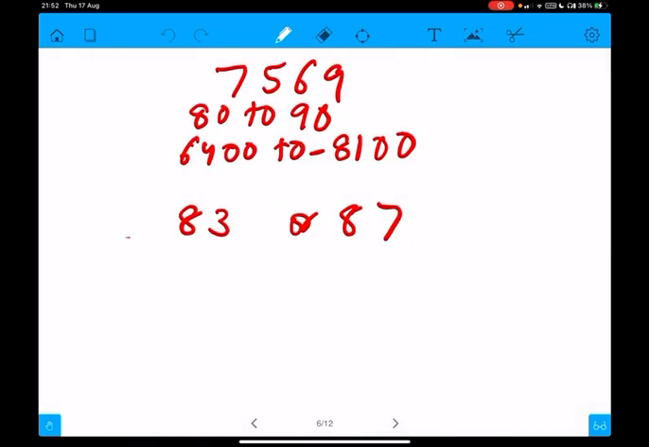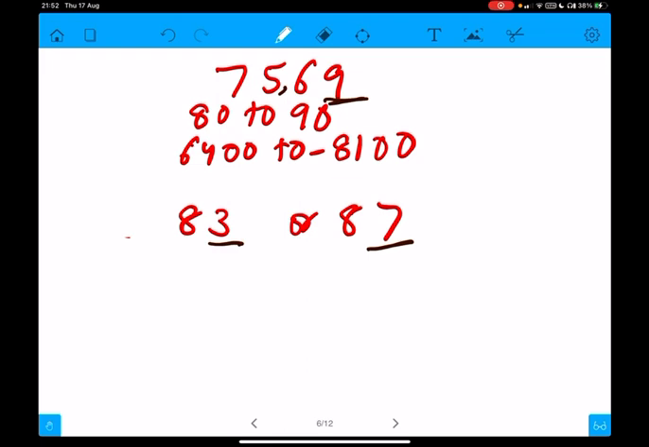To give another example, 7569. This number lies between 80 and 90. 80 squared is 6400 and 90 squared is 8100. So 7569 lies between 6400 and 8100. So the first digit has to be 8. And the second digit, since it ends with 9, has to be either 3 or 7, so 83 or 87.